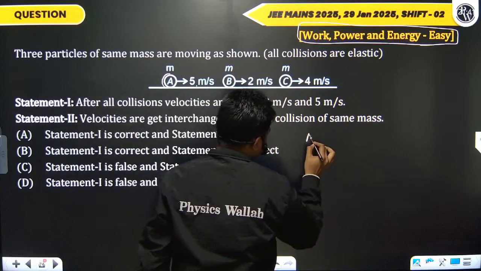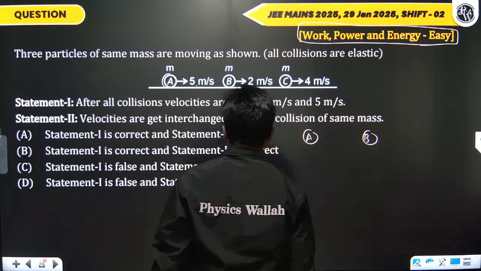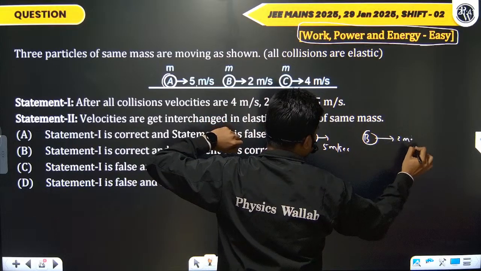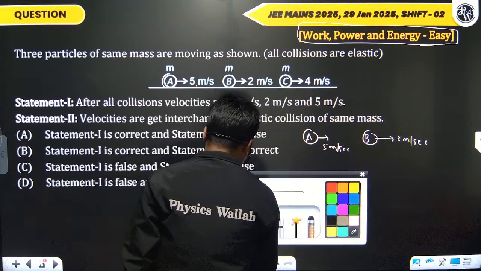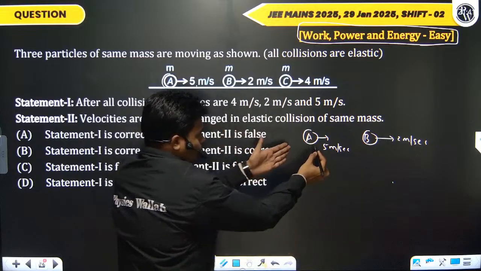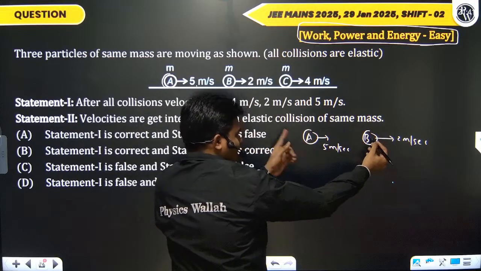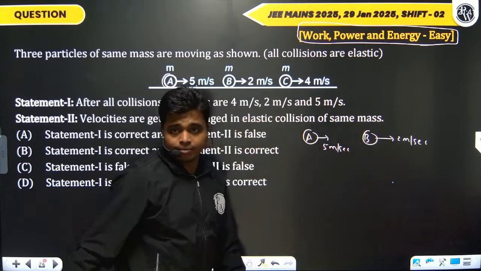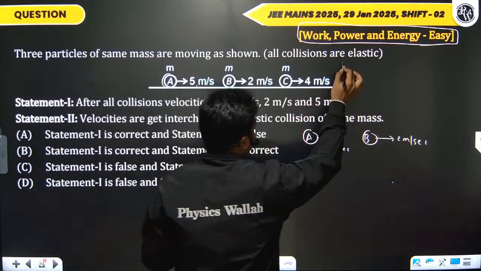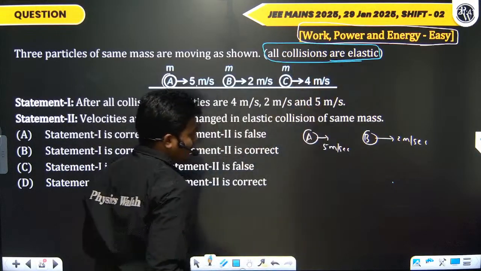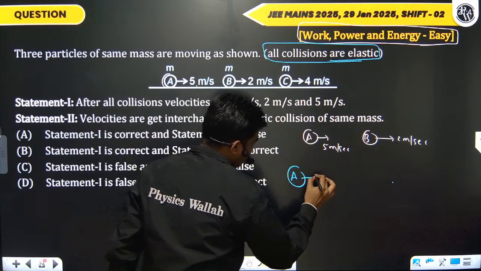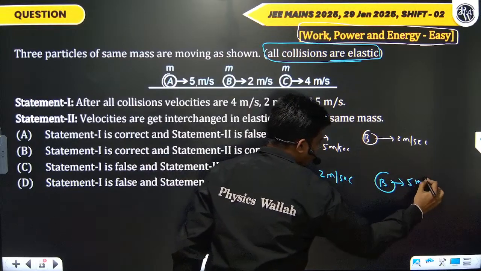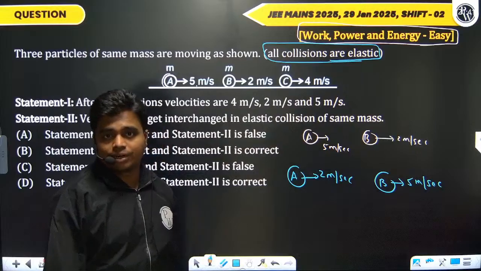So first I will talk about the collision between A and B. A has a velocity of 5 meter per second and B has a velocity of 2 meter per second. The velocities will interchange, and this 5 meter per second will be given to B. B will take the velocity of A and A will take the velocity of B, and the direction will also be the same because the mass is the same and the collision is perfectly elastic. So A will now have a velocity of 2 meter per second, and B will have a velocity of 5 meter per second.